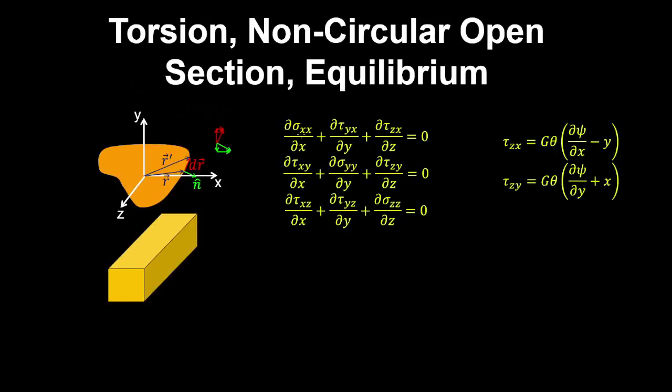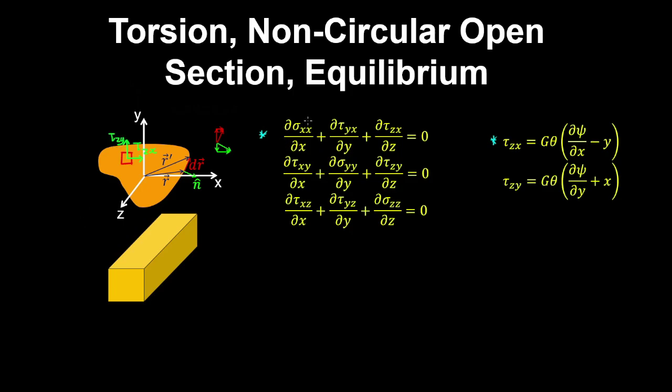We previously derived the equilibrium equations for a continuous body using Newton's first law, and we also derived the following stresses for the torsion of a non-circular shaft. So in general, if we have the following section and we cut out an element, what we have is a shear stress tau zx that acts on the z face in the x direction, and the other shear stress is tau zy, which acts in the y direction.